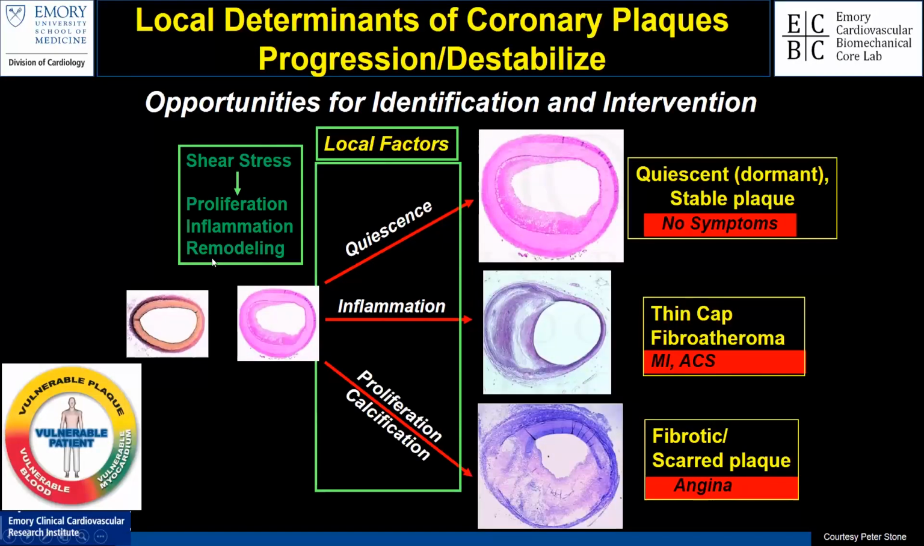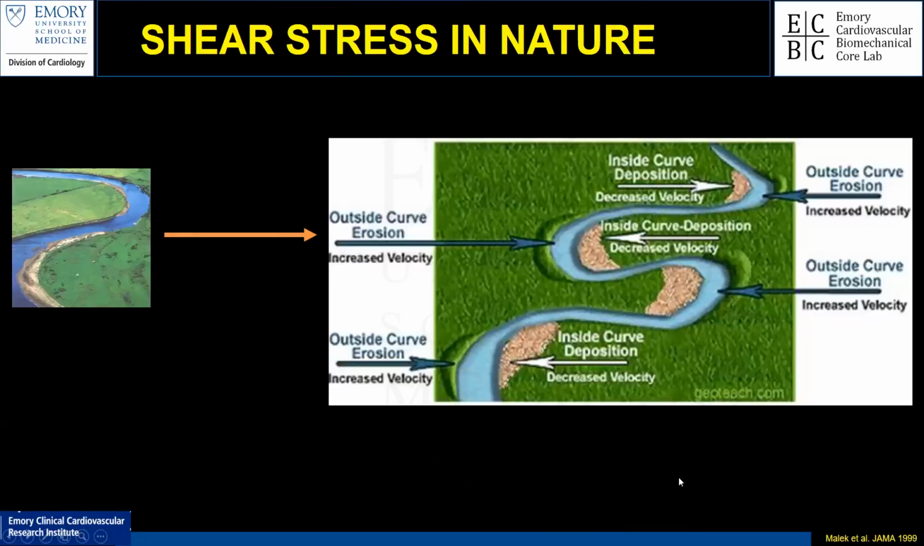Now, we believe that local hemodynamic forces, such as shear stress, by causing local inflammation, may play a role in atherogenesis and ultimately vulnerable plaque transformation. As you know, some coronary plaques become quiescent and remain dormant and cause no symptoms, while others develop into one of the substrates of ACS. Yet other plaques become fibrotic and scarred and cause angina and demonstrate minimal risk of future ACS.